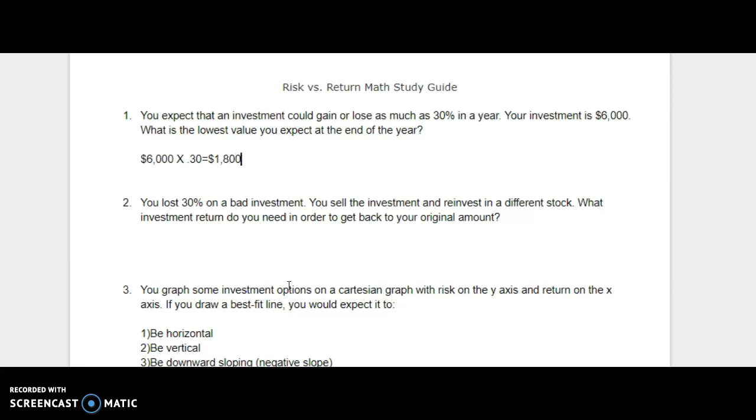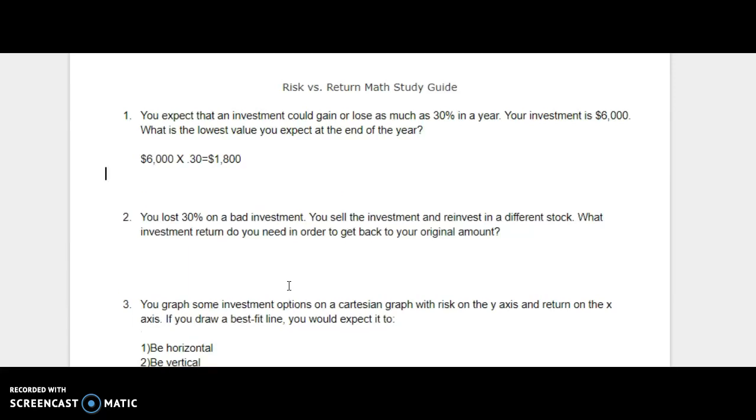So we know within a year we could lose up to $1,800 or we could gain up to $1,800 with this particular investment. Now the question says, what is the lowest value you expect at the end of the year? So we're going to be talking about a loss in this situation. So if we started with a $6,000 investment, to figure out the lowest value, we're going to subtract that 30% we calculated. So 6,000 minus 1,800 would bring us to a total of our lowest value we could expect of $4,200 for the year.